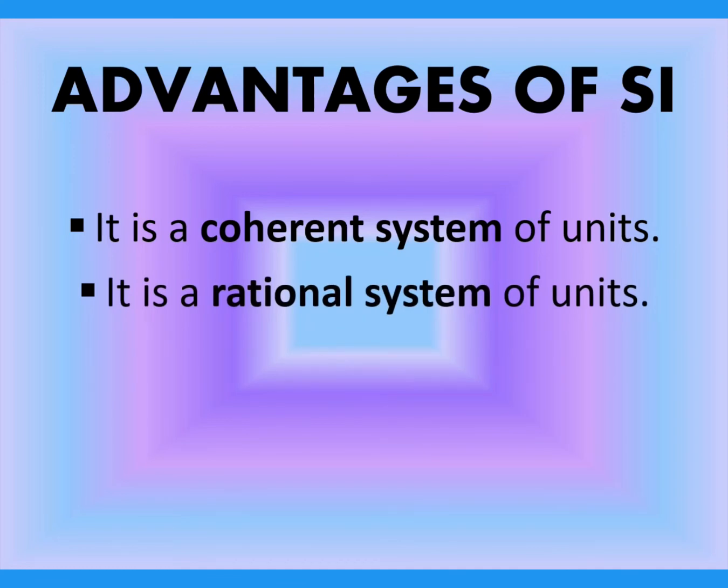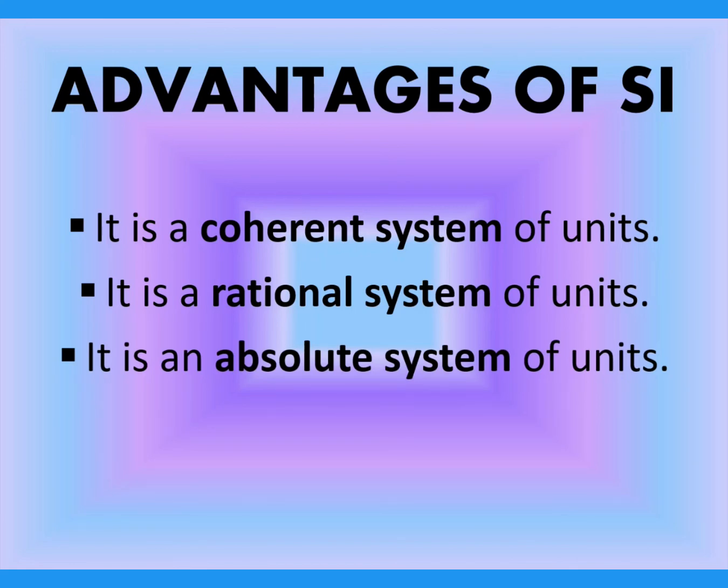It is a rational system of units, as it assigns only one unit to a particular physical quantity. For example, joule is the unit for all types of energy. This is not so in other system of units. For example, in MKS system, mechanical energy is in joule, heat energy is in calorie, and electrical energy is in watt hour. It is an absolute system of units, that is, there are no gravitational units on the system.